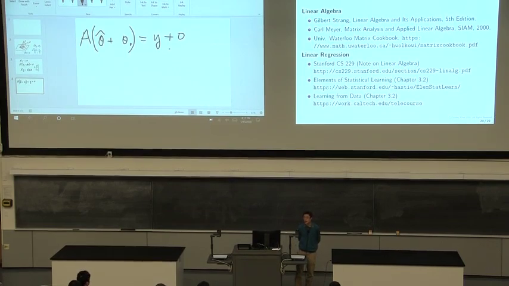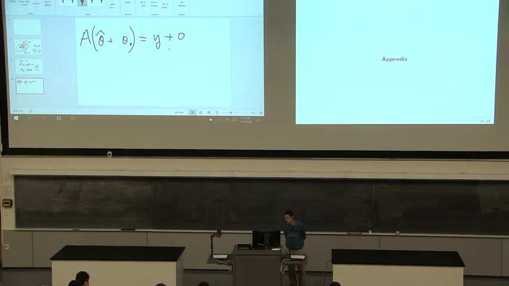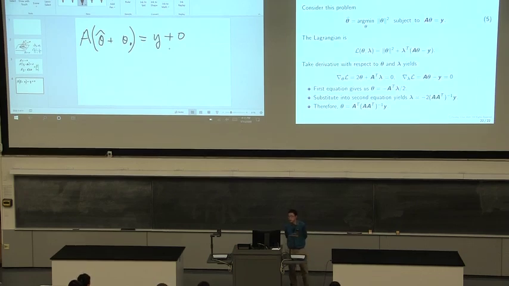There will be an appendix in this set of slides, which will show you how we solve the minimum norm problem. So you're also encouraged to take a look at solving this constrained minimization problem using Lagrangians. And then we'll resume our class on Friday.